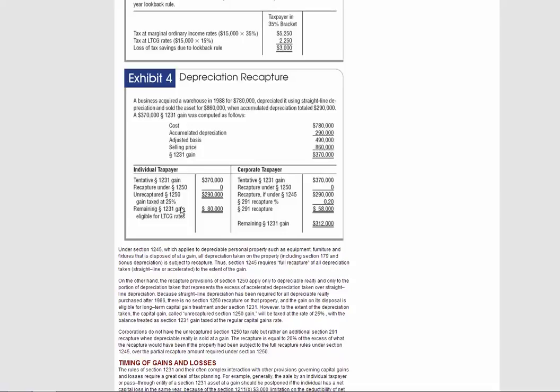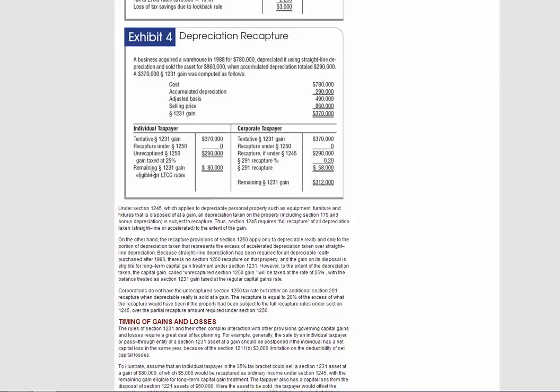So now what we're saying is it's real property that we're selling. Real property, when you recapture the depreciation, so we took $290,000 in depreciation. When you sell it for a gain, you got to recapture that. You got an ordinary loss for it, so you got to have an ordinary gain for that part, or it wouldn't be fair. But you're only limited at 25%, so it is kind of a little bonus there. Remaining 1231 gain eligible for long-term capital gain rate is the 80.